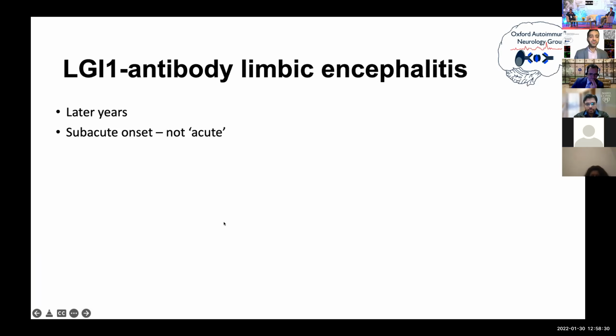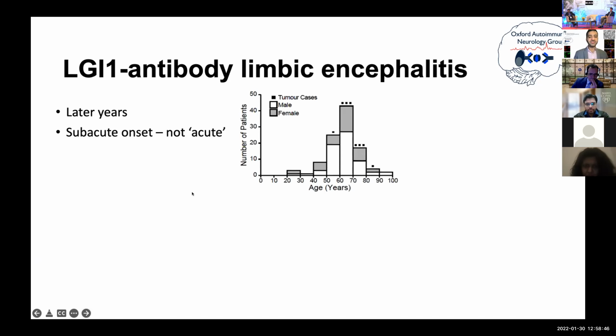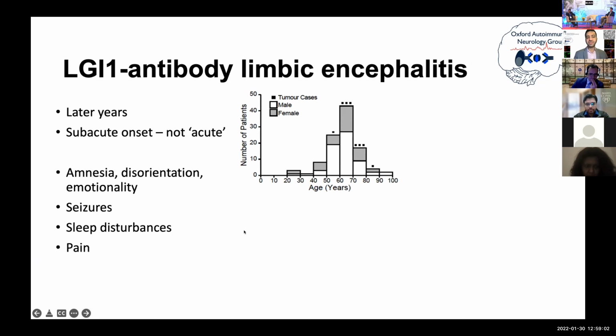So I'm going to start with what in our hands is the commonest of these disorders, both from our serological testing findings and from our everyday clinical practice. So patients with LGI1 antibodies present typically in their later years and have a subacute onset presentation. This is what I mean by later years. In fact, I think there are only 2 children in the literature with this disease. The median age of onset is 65, and there's a male to female bias here as well. So very unusual for autoimmunity.